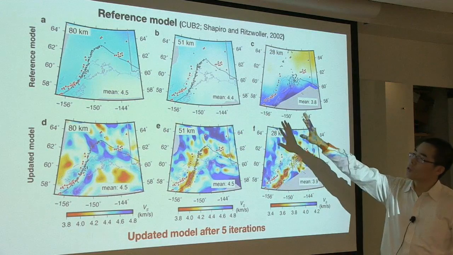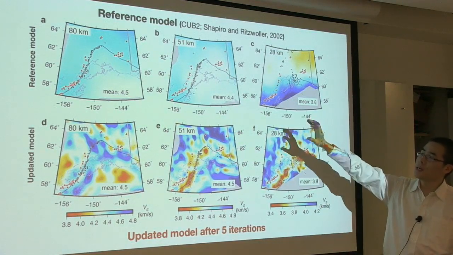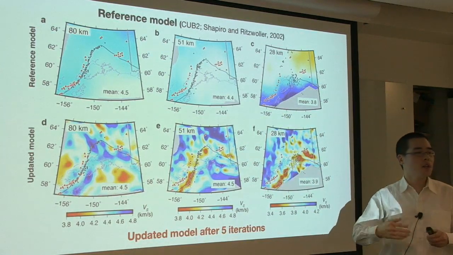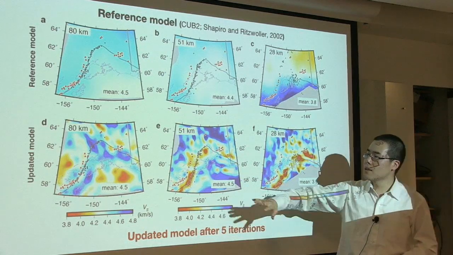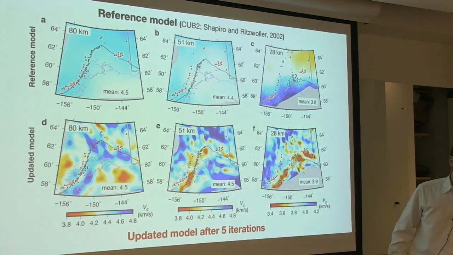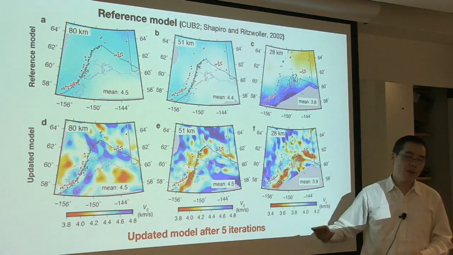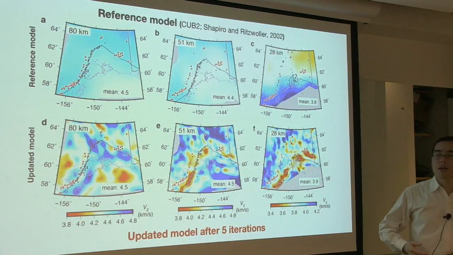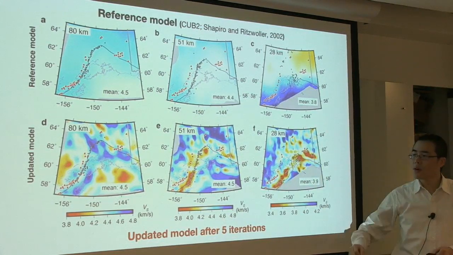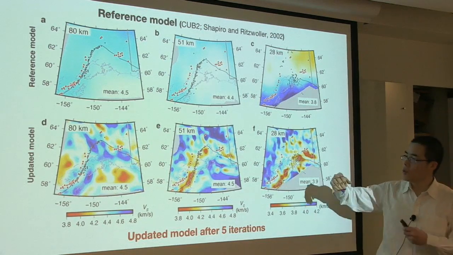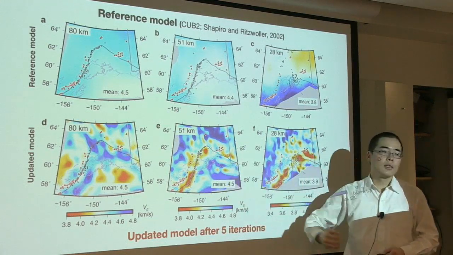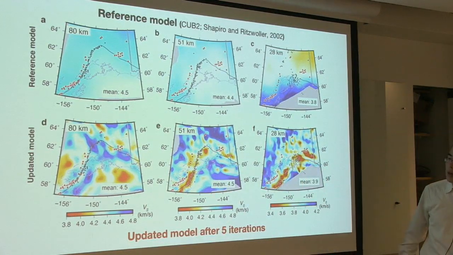It shows very large-scale features, at least 2 by 2 degrees, because the model resolution is 2 by 2 degrees, but the features in the model are much larger than that. And this is the final model after 5 iterations. The improvement is that we have a better fit to the phase delays, or the phase arrival times, compared to the reference model. The other is that we revealed more details that could help us understand the subduction structure, in other problems that I'm going to talk about.